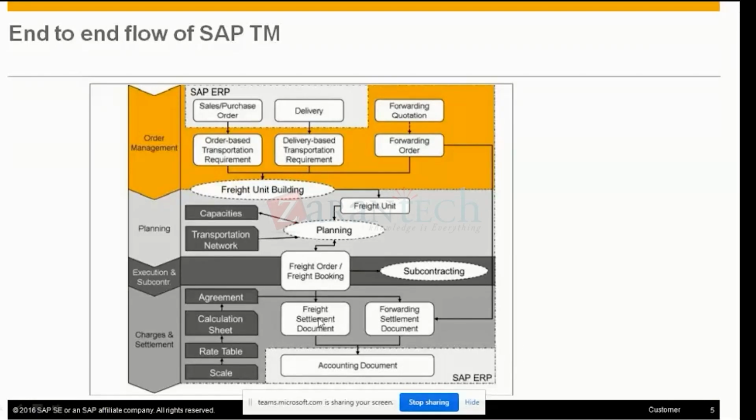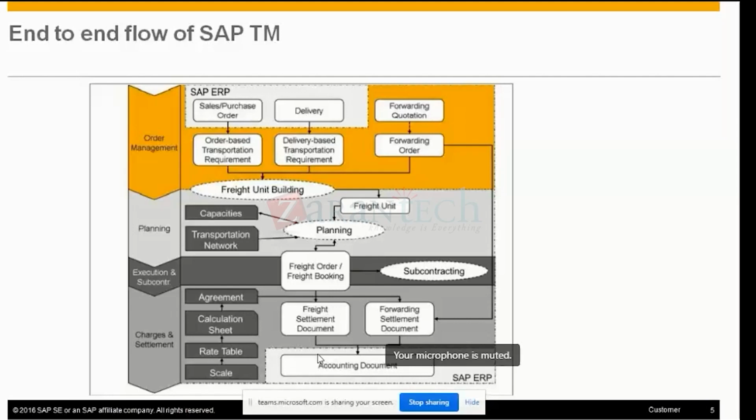And once the freight settlement document is posted, it will create a service purchase order and service entry sheet so that you can do a three-way match using the invoice verification process. All the charges that need to be paid to the carrier flow into the service PO. Then in the service entry sheet, you can see the cost accounting document and the material document. And once that is done, you can perform the invoice verification process in ECC.